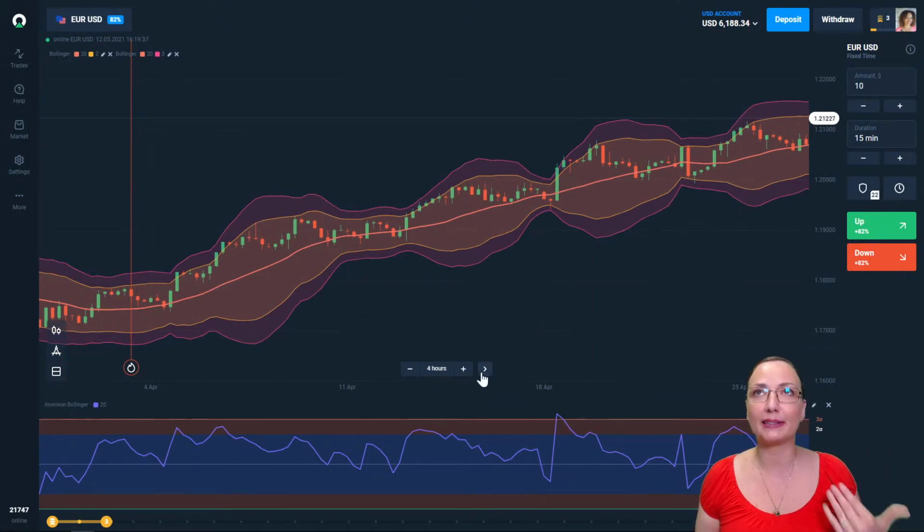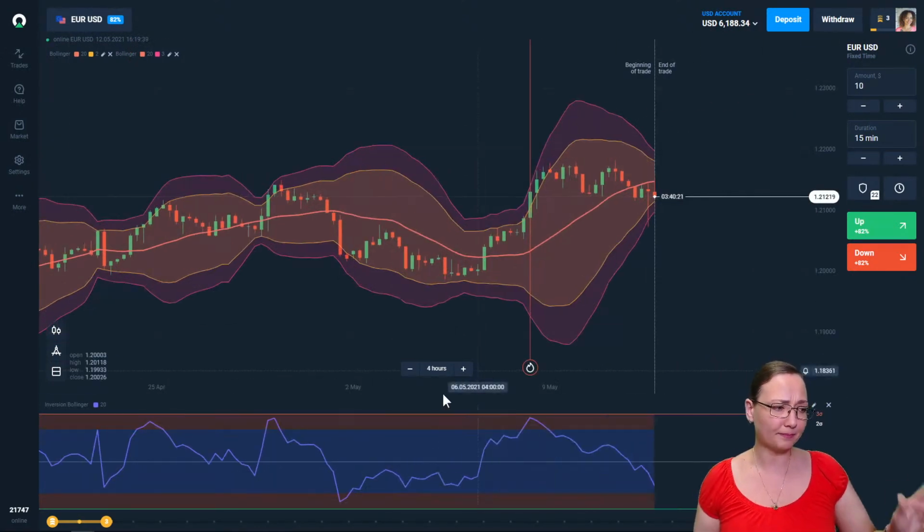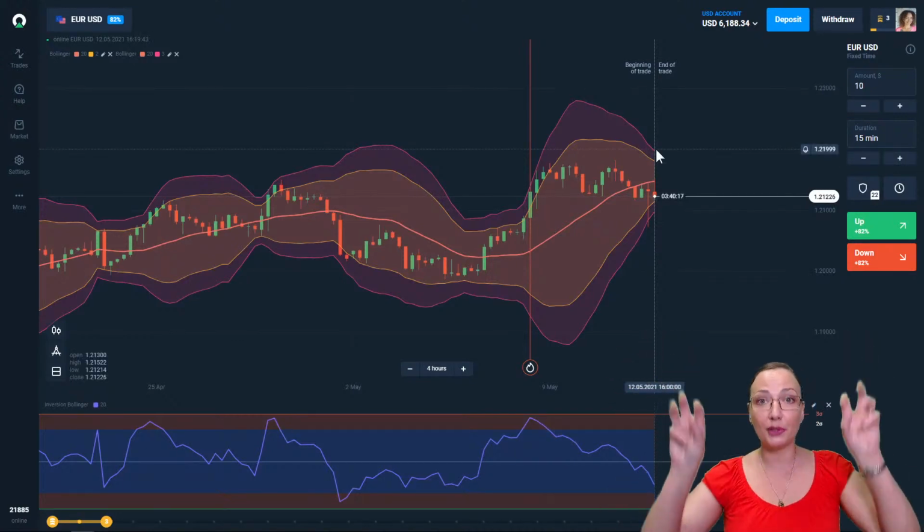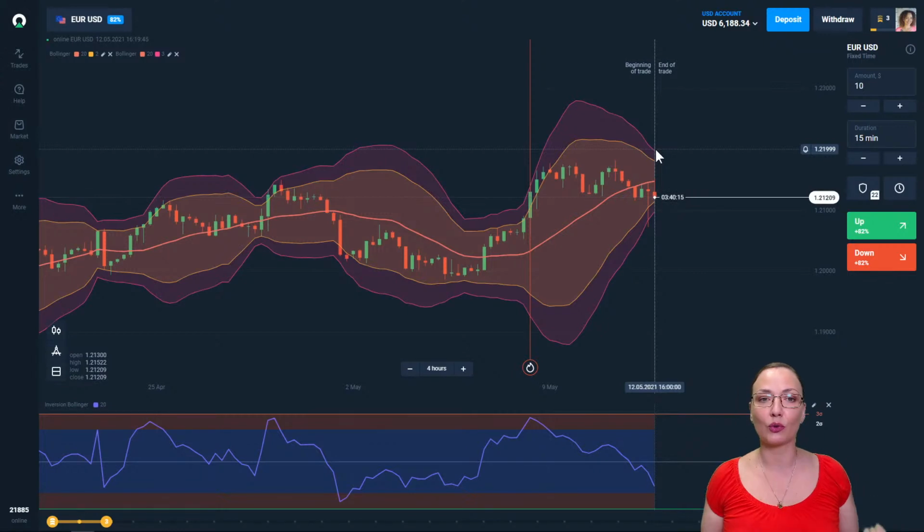A very good potential signal to enter a down trade. And likewise, we look for these areas of the crosses back from the overbought down, or from the oversold up.